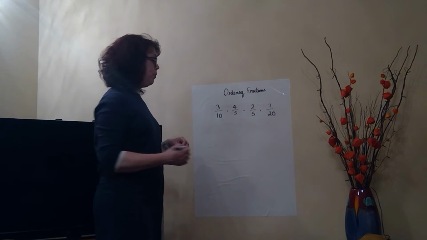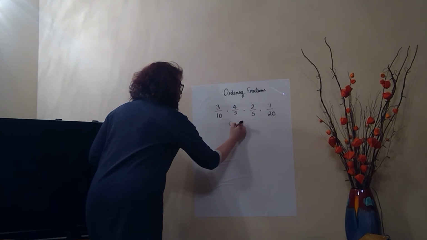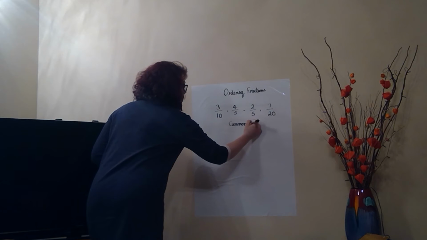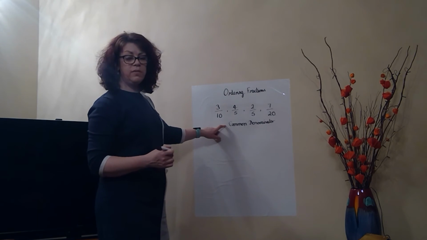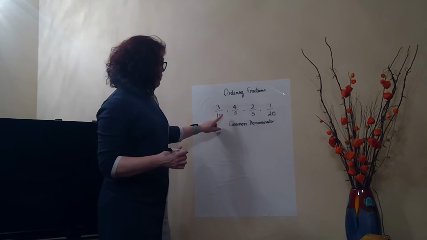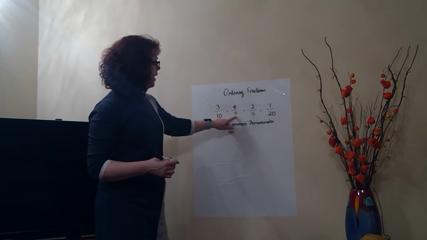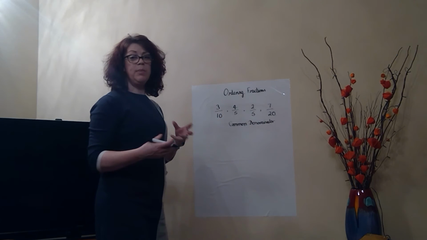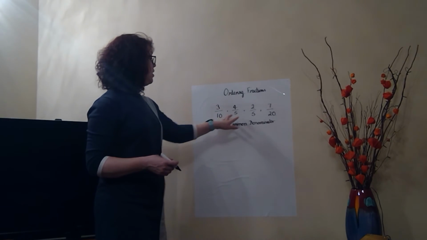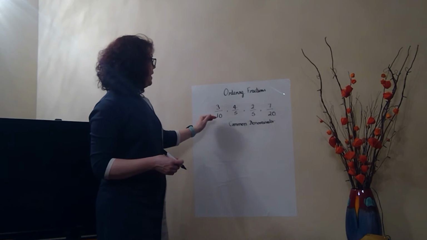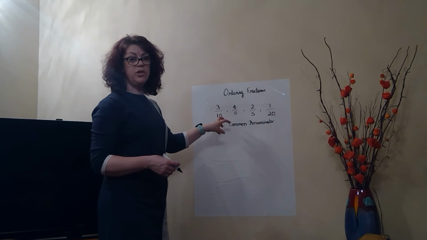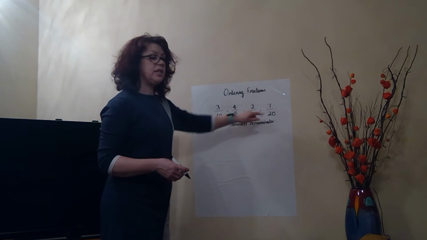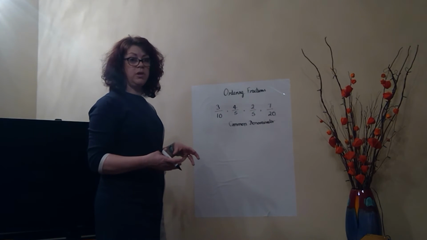So I'm looking for that common denominator, that number that I can put at the bottom that is the same for all the fractions so that I can order them and compare them. Okay, so I'm going to look to find my common denominator. If I have a look at my denominators on this one, I've got 10, 5, 5 and 20. And using my understanding of my times tables, I know that I can change all of these numbers into, I could go for 20, okay? So I'm going to change all of my fractions into 20ths and give them that 20 as a common denominator so that I can order them easily.